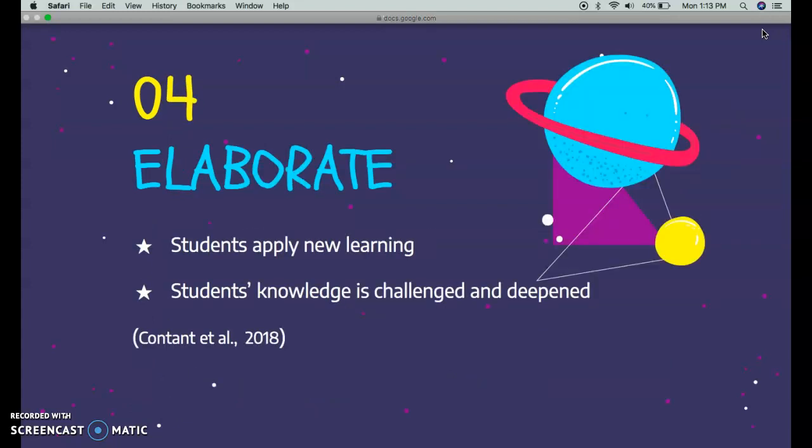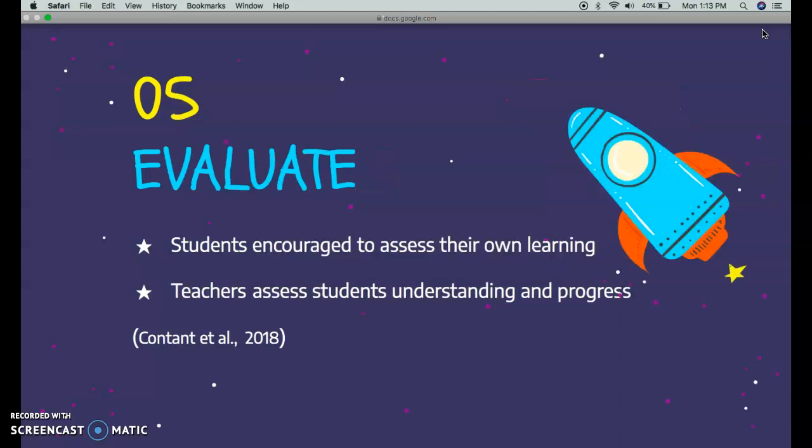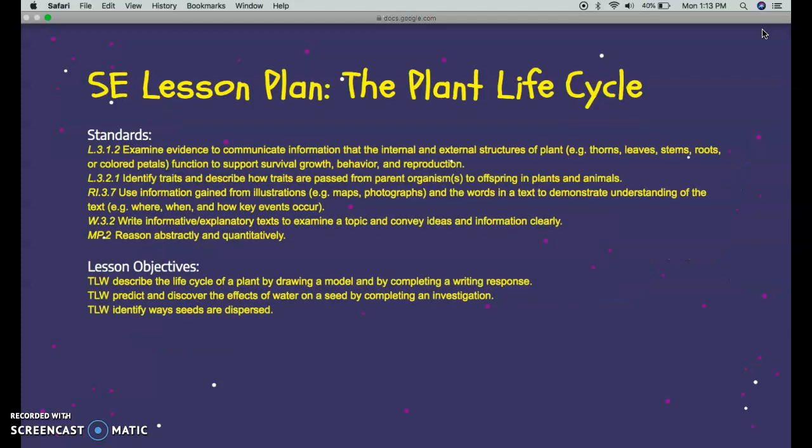During the elaborate phase, students apply their new learning. Their knowledge is challenged and deepened. And finally, during the evaluate stage, students are encouraged to assess their own learning, and then teachers also assess students' understanding and progress. So this is an example of a 5E lesson plan, the plant life cycle.